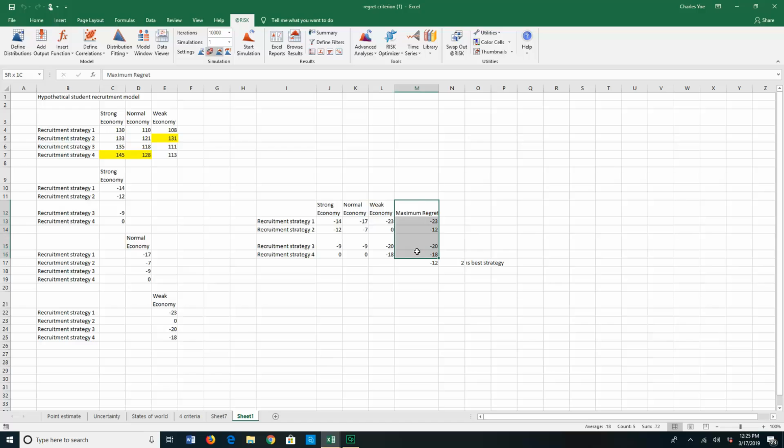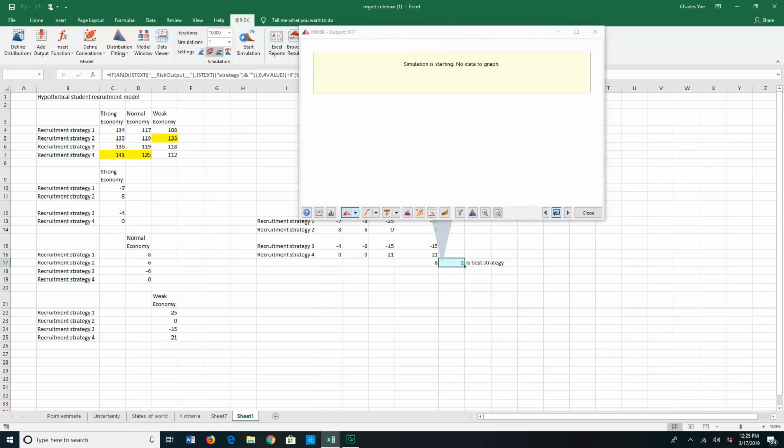Here we have the maximum regret calculated from the matrix, and as before, we choose to minimize the maximum regret. This cell identifies the strategy that is best for this particular scenario. So what we're going to do is focus on that for a moment. You see sometimes it's 2, sometimes it's 3. So we're going to run a simulation of 10,000 iterations.